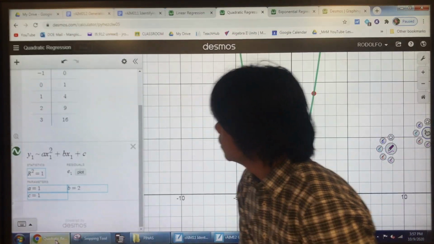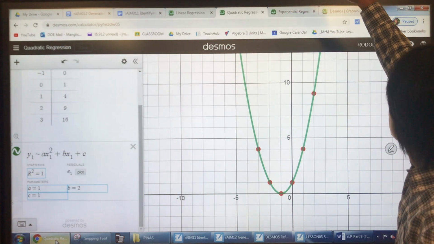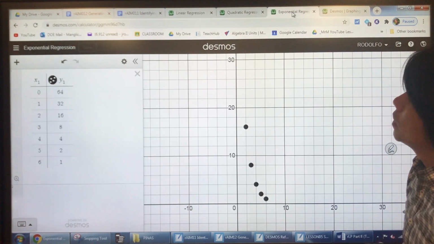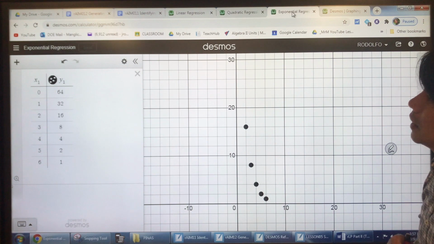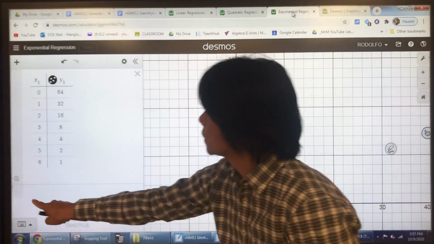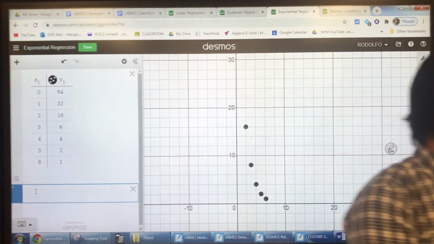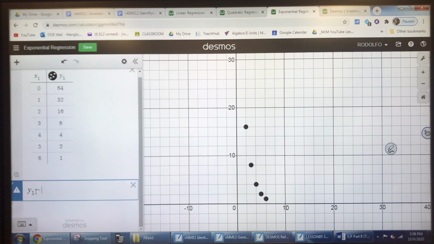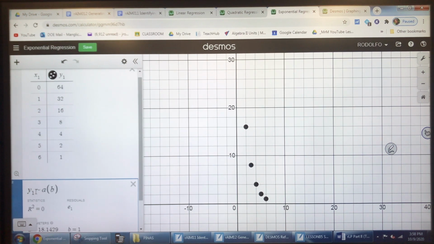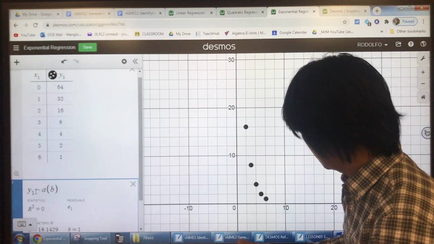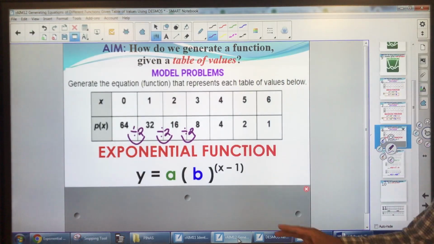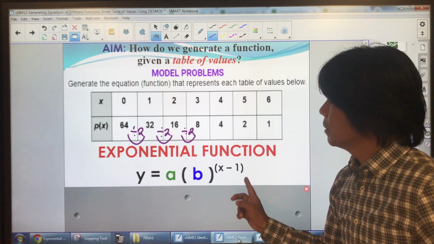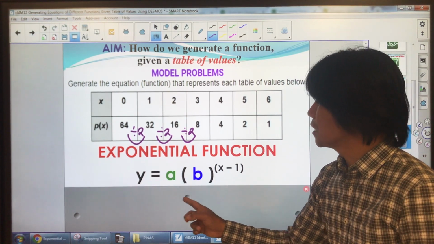Let's take a look. Go back to the Desmos exponential regression. Okay, now I'm going to use my laptop this time. y sub 1 squiggly a parentheses b parentheses. I don't think I went over with the general form. I mean the standard form of exponential function.